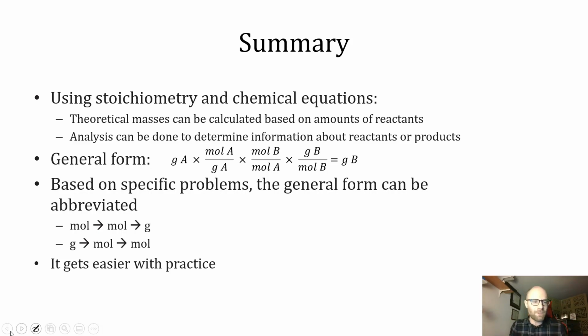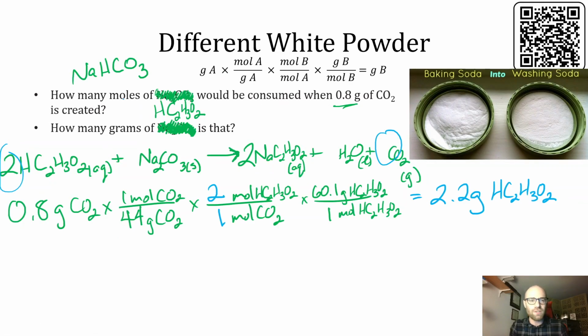It is possible, I didn't really talk about this too much, you can see how many moles and how many grams. If I wanted to actually calculate the moles, I would just cut off the calculation here. And in doing so, I would have gotten 0.036 moles of the acetic acid. This process can be truncated.